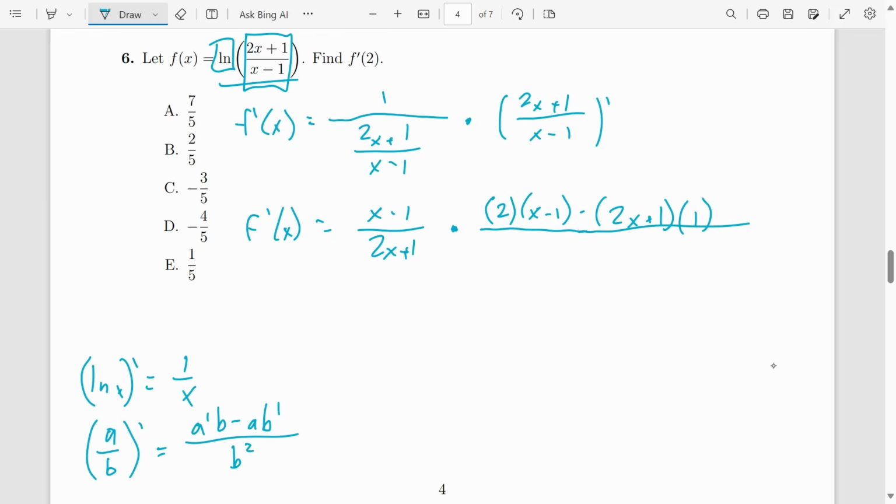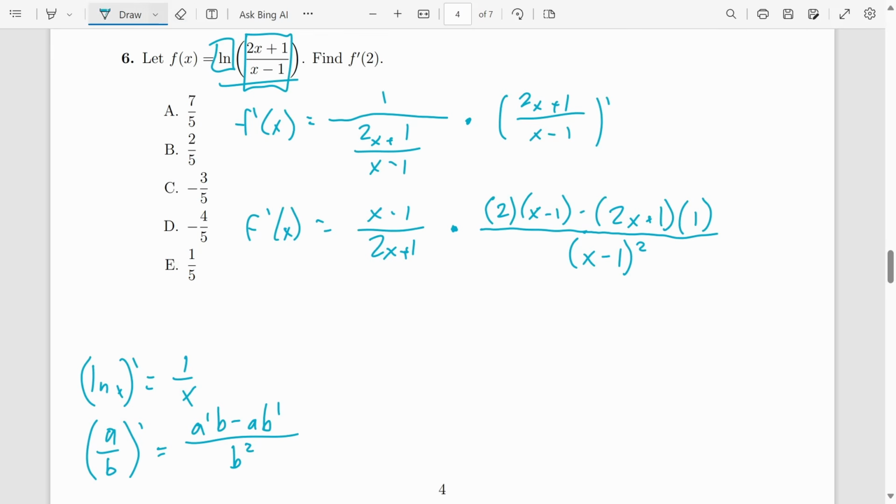That's just 1, all over b squared, which is x minus 1 squared. So there we go. We have our f prime of x now.